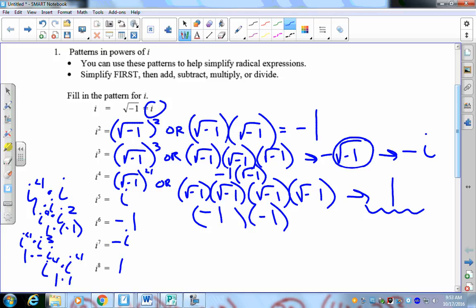So if you notice, i is a repeating pattern. It repeats in groups of 4. So really, you just need to know i squared, i cubed, and i to the 4th, and you can simplify any power of i.